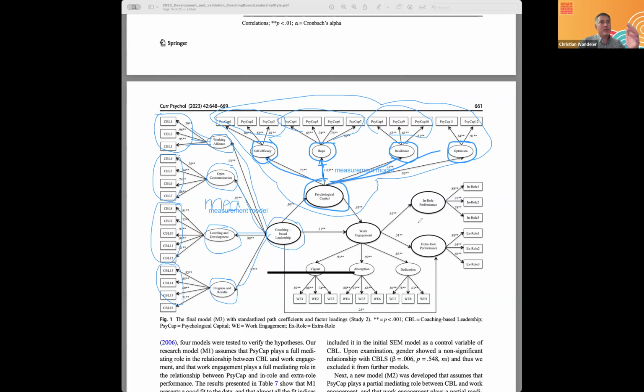And then Amy, I'll put you on the spot as well. How do we measure work engagement? Well, that's two concepts, right? All right, let's put Amy on the spot.